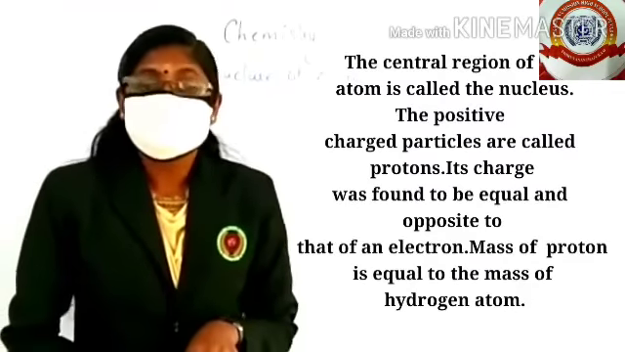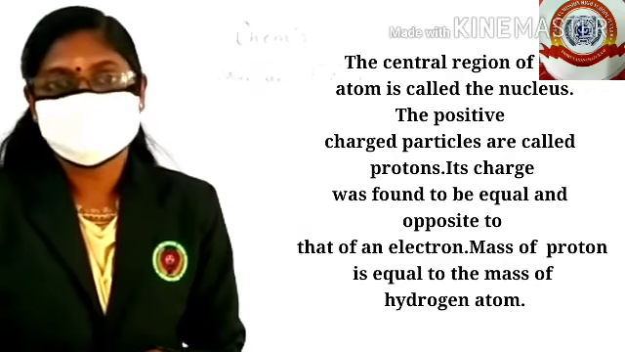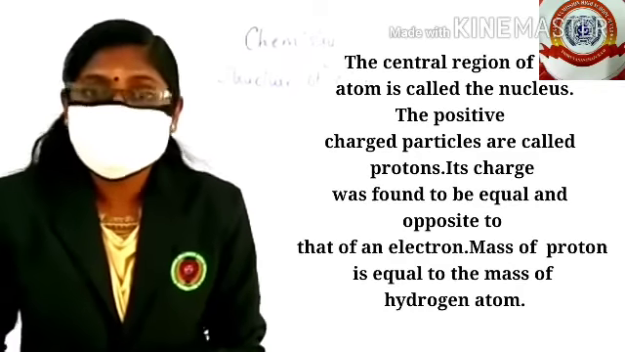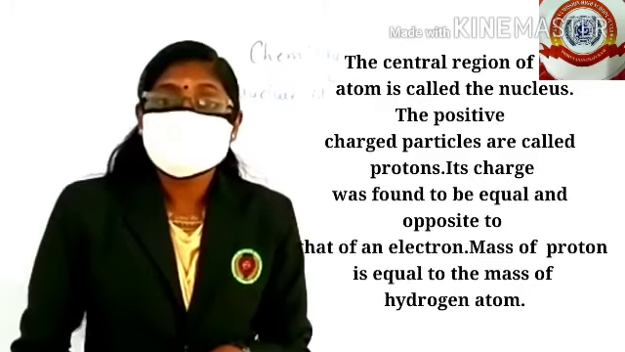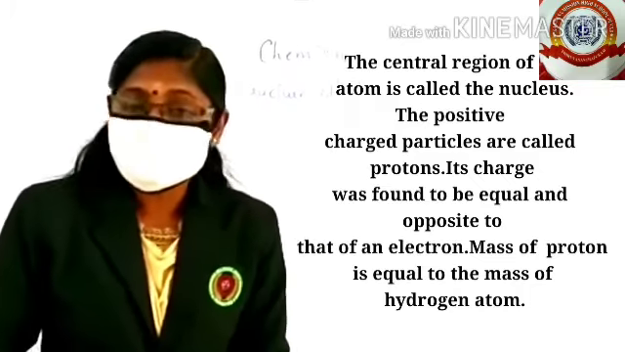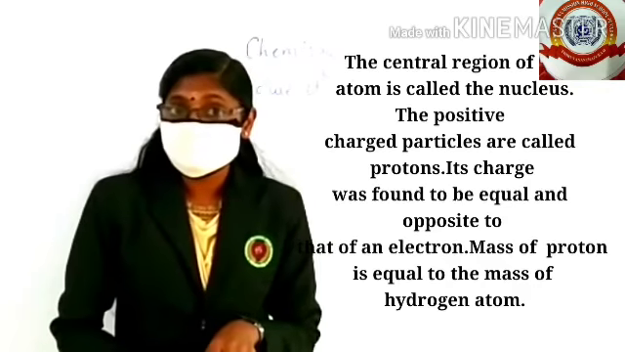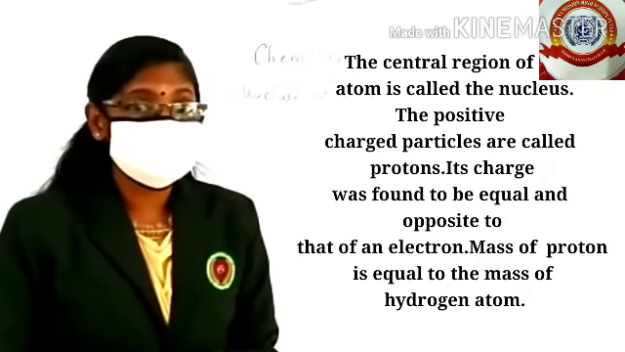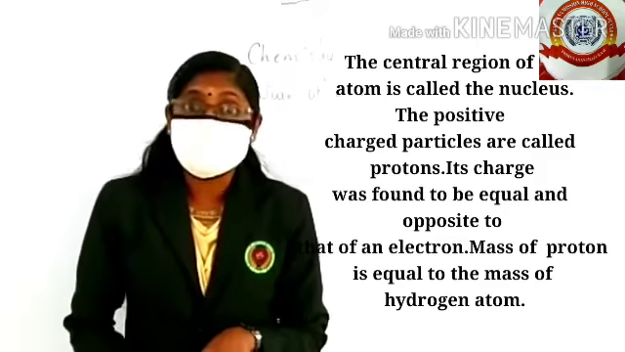The central region of an atom is called the nucleus. The particles that were responsible for the positive charge are protons. Its charge was found to be equal and opposite to that of an electron. It was determined that the mass of a proton is equal to the mass of a hydrogen atom. So, did you understand the contributions of Rutherford?